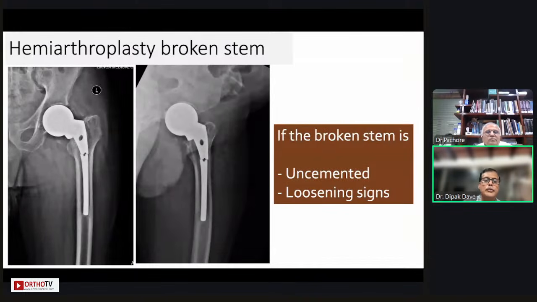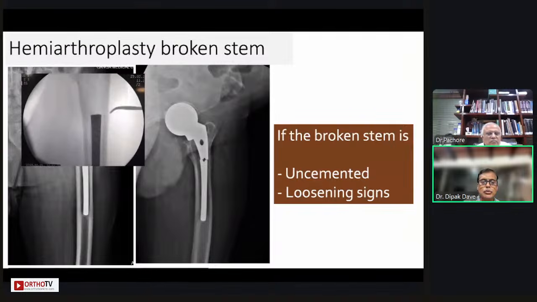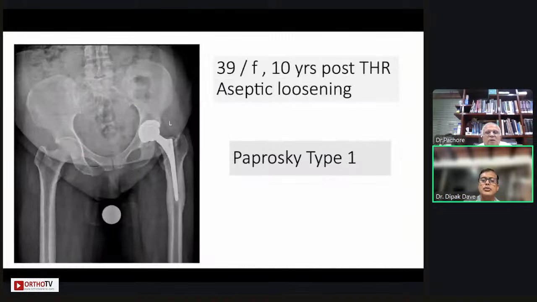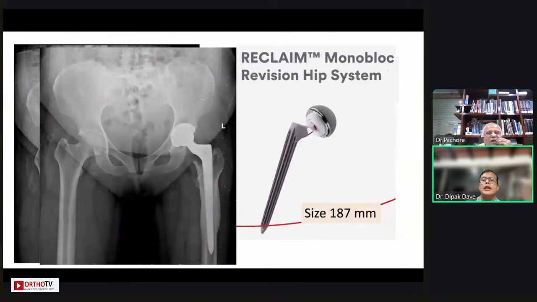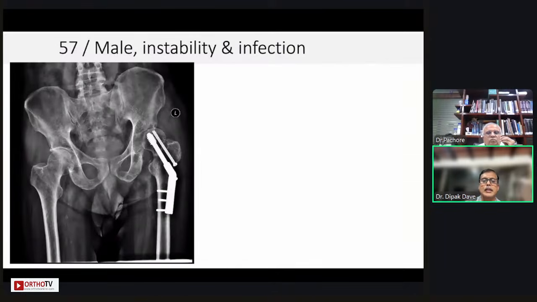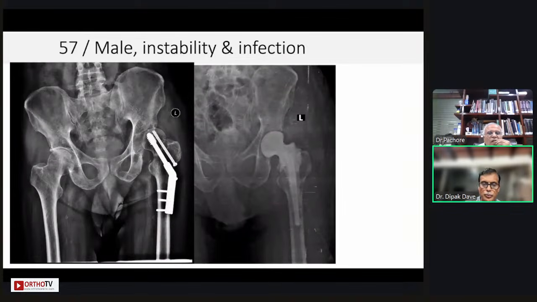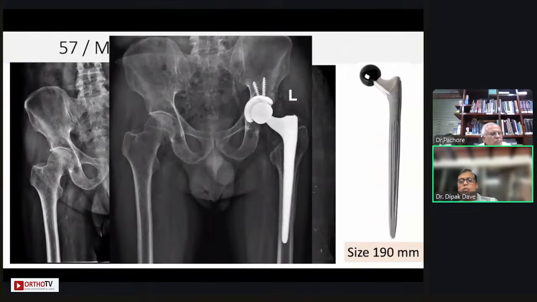Hemiarthroplasty, broken stem. If you can't do it without an ETO, then do an ETO. If it is very loose, remove it and then use a distal loading titanium stem. 39-year-old female, Dorr type A, aseptic loosening is there. Paprosky type 1 bone loss, again a distal loading titanium stem. 57-year-old female, instability and infection is there. Post debridement, a Simmons spacer was put, and again the Simmons spacer was removed, and then adequate fixation.